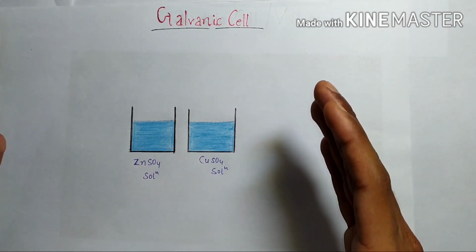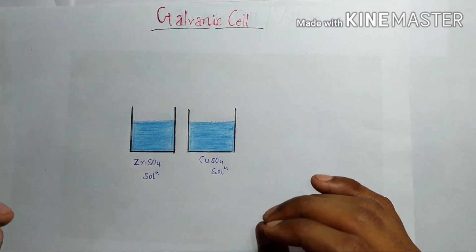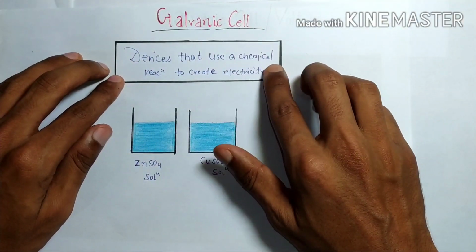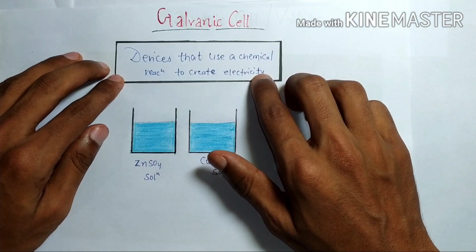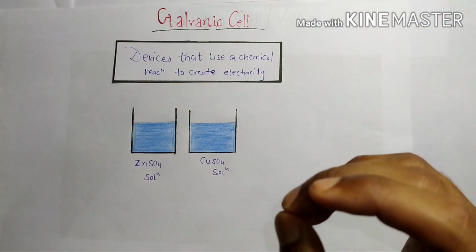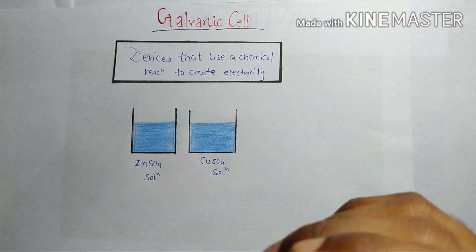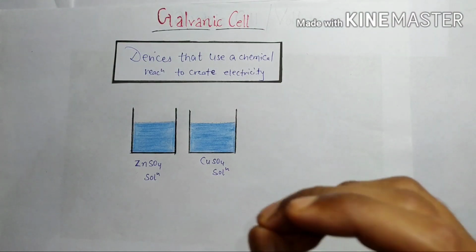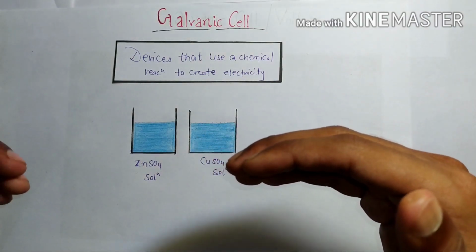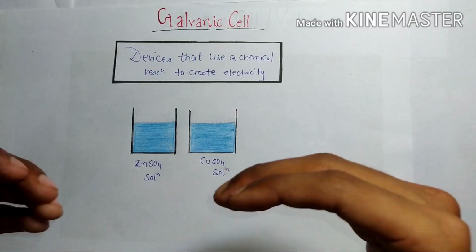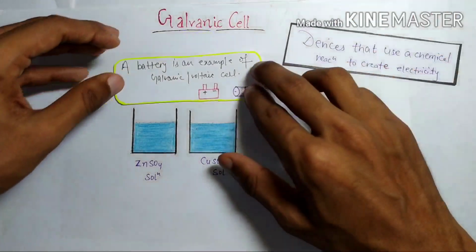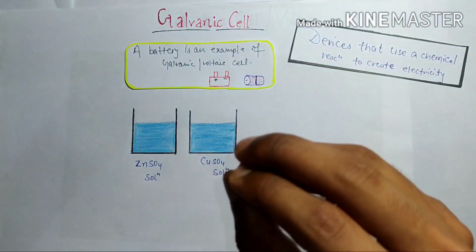What is the definition of the galvanic cell? The main purpose of the galvanic cell is that it is a device that uses chemical reactions to create electricity, okay? Such a device that uses a chemical reaction to create electricity is called a galvanic cell or a Voltaic cell. We can also say that such devices that convert chemical energy to electrical energy are called galvanic cells, okay? And in our daily life, we use galvanic cells.